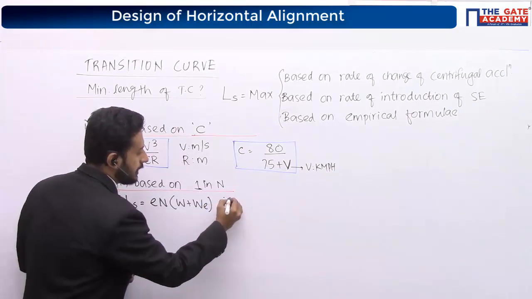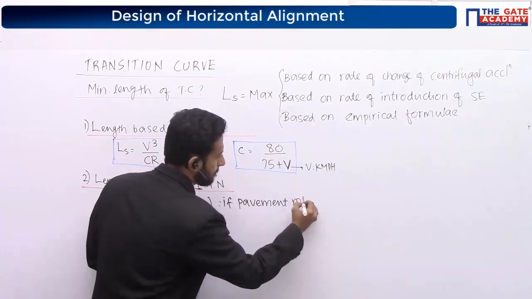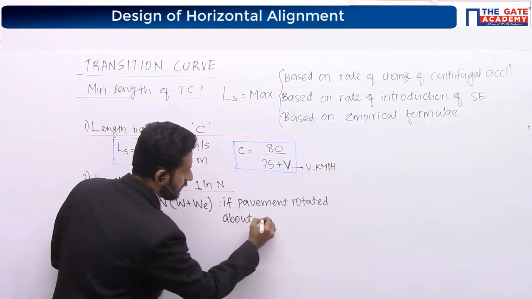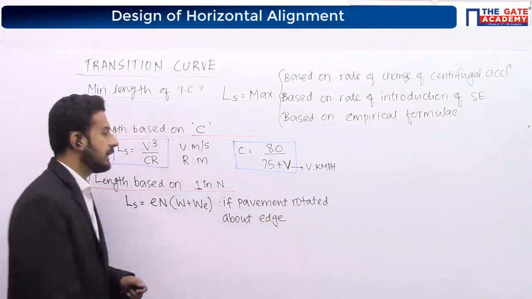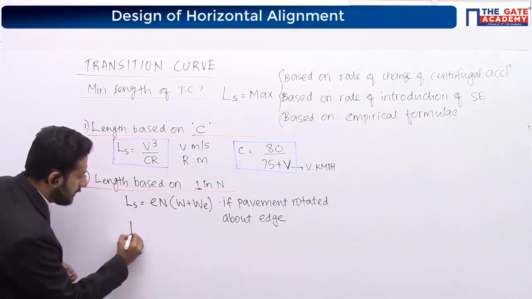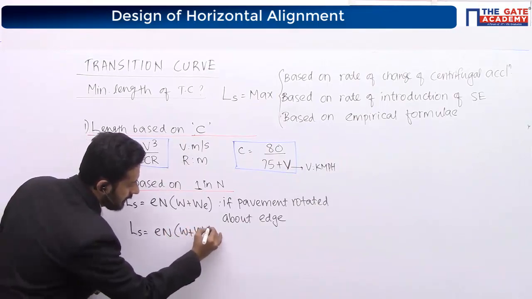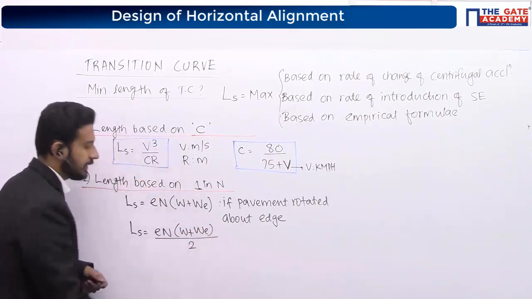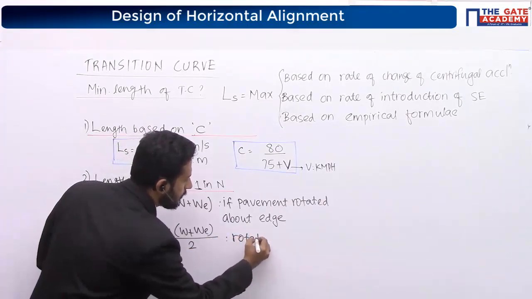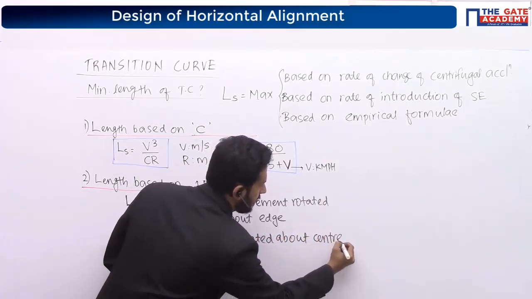There is a condition. If the pavement is rotated about the edge portion or inner edge, this is the equation. And if it is about the center, then what you have to do? Simply we have to divide by 2. We have done the same thing before. If it is rotated about the center, this value we are going to divide by 2.